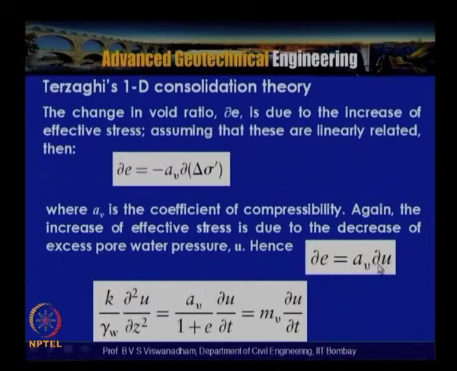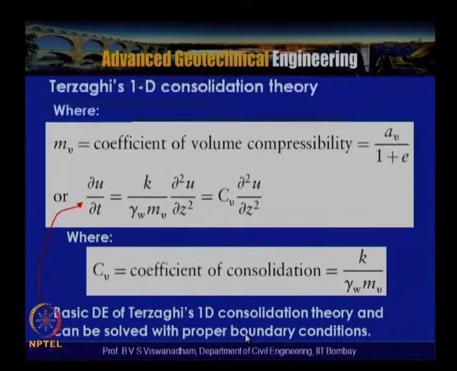So because of that, what we have written is that ∂e = av ∂σ', and by writing ∂e/∂t = av ∂u/∂t, that is how we have got k/γw ∂²u/∂z² = av/(1+e) ∂u/∂t. Now further continuing, we can say that ∂u/∂t = k/(γw mv) ∂²u/∂z².